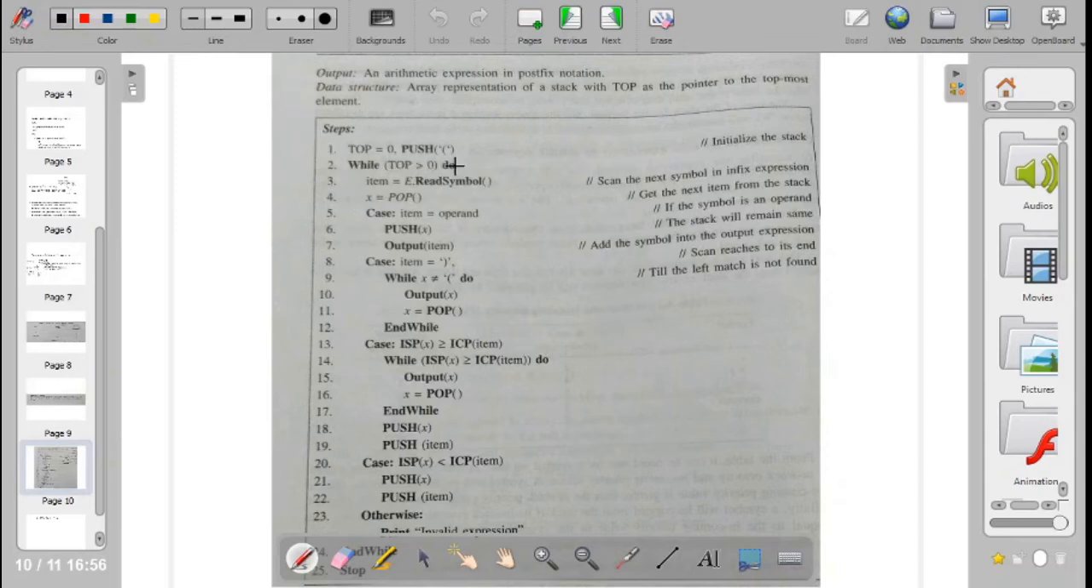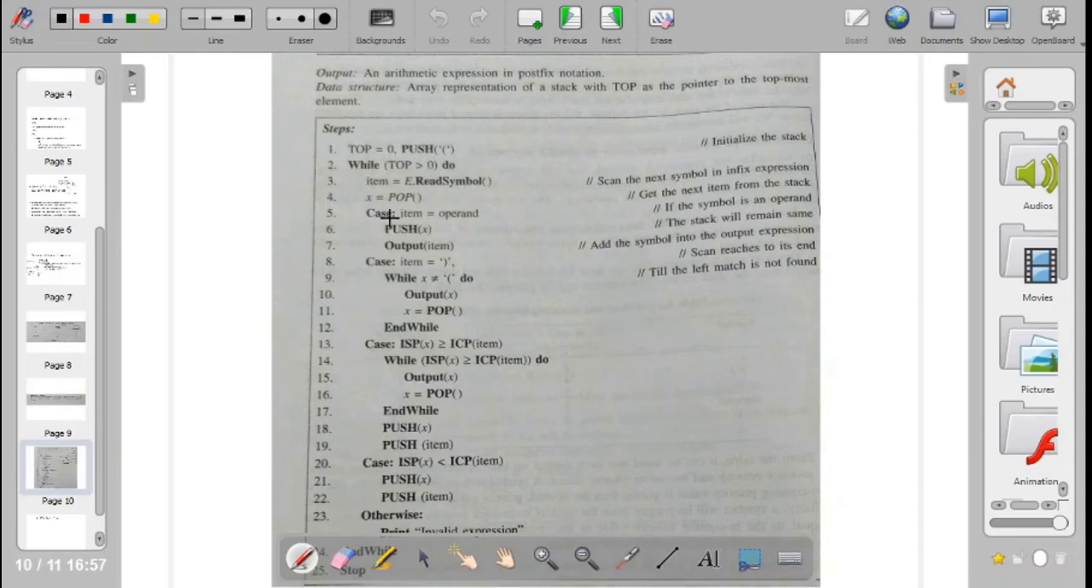Initially, you push the opening brace onto the stack, right? Okay, as we said, to start off, we push the opening bracket onto the stack. Now, as long as there is something on the stack, we read one input symbol and that is placed in item. Now, you pop out the top of the stack in order to compare with the current symbol.